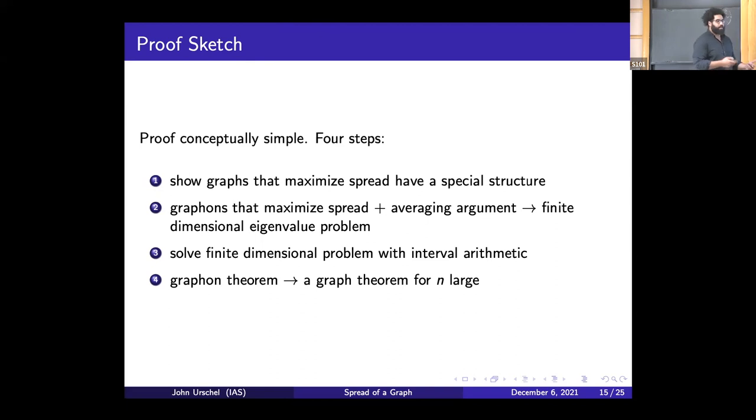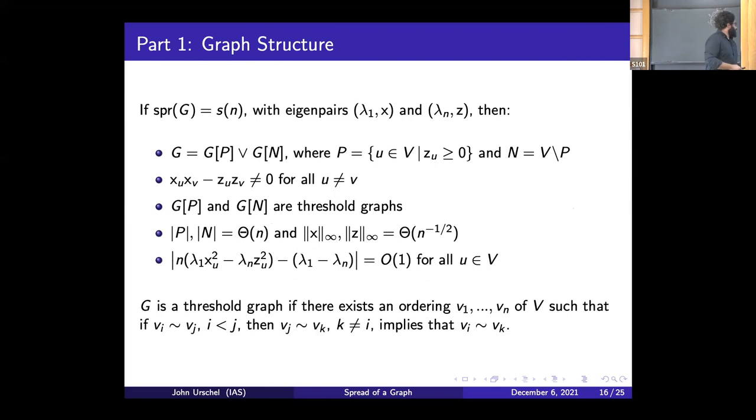So first, what structure do these graphs have? Well, there's a lot up here. If we have some graph which achieves this upper bound, that is maximal for all n vertex graphs, and let's denote eigenpairs by lambda 1, x and lambda n, z, there's actually a great deal of structure here. First, and this is fairly straightforward, just by writing out this spread in terms of entries, you can show that this is equal to the sum over all edges (i, j) of x_i x_j minus z_i z_j, just by using the definition of the adjacency matrix.